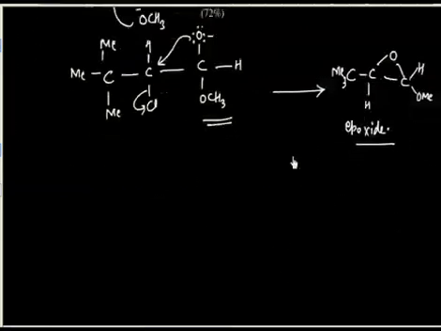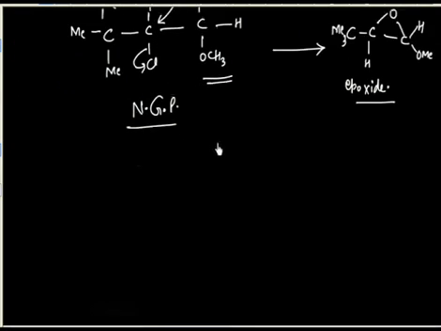This kind of effect is also called neighboring group participation, NGP. So this is a neighboring group participation. This is the oxygen, so it's participating. This is an intramolecular SN2 reaction. So this is an example of intramolecular SN2 kind of reaction.